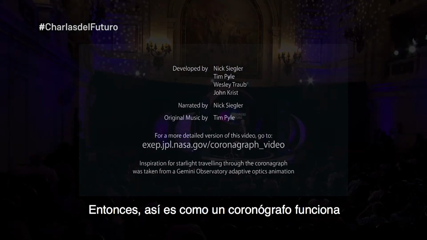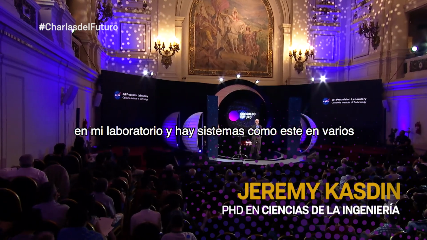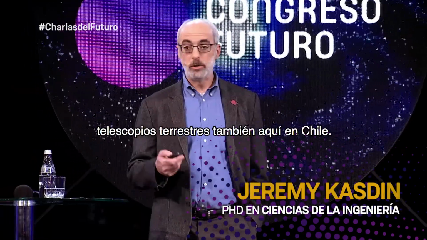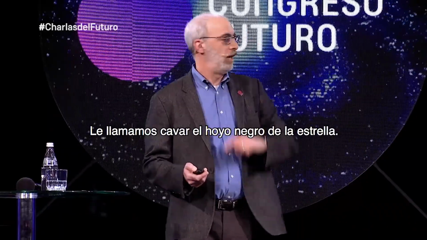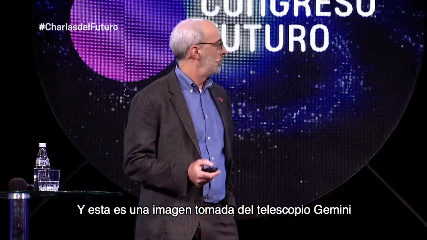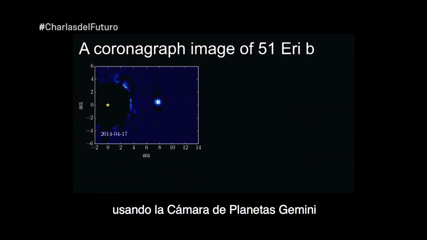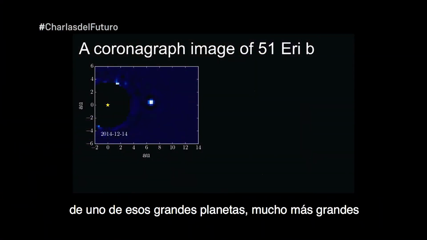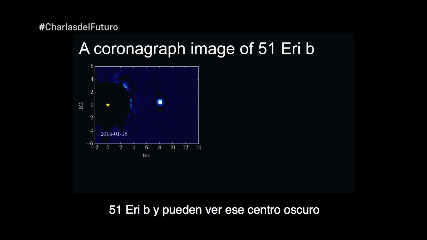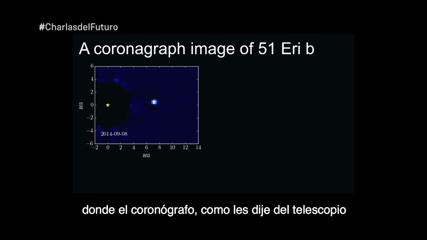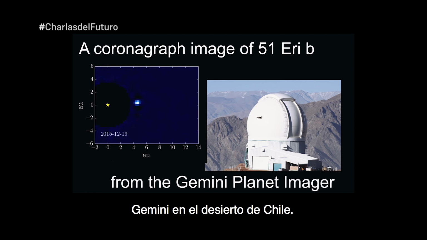So that's how a coronagraph works. I have some of those deformable mirrors in my lab, and there's actually systems like that on several telescopes on the ground, two here in Chile. We call that digging a dark hole around the star. And this is an image taken from the Gemini telescope using the Gemini Planet Imager of a Jupiter, actually one of those big planets, much bigger than the Jupiter I showed you earlier, orbiting the star 51 Eridani b. And you can see that dark center where the coronagraph was. And as I said, this was taken from the Gemini telescope up in the deserts of Chile.